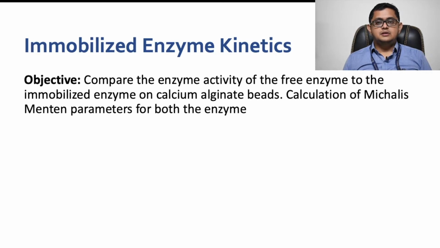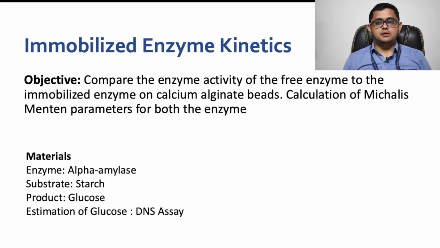The material that we are going to use for this experiment: the substrate is starch, and the enzyme is alpha amylase. The alpha amylase enzyme converts the starch into glucose, so glucose is the product here. To calculate the rate of reaction, we need to estimate the glucose concentration, so we are using the DNS method to estimate the glucose concentration.